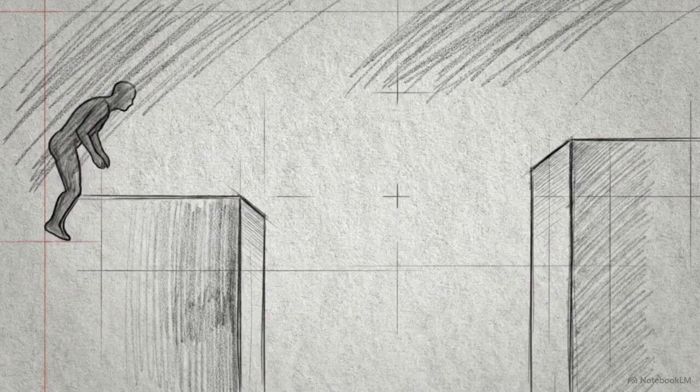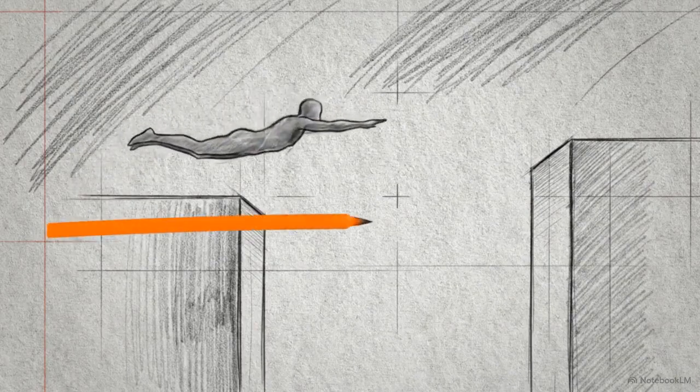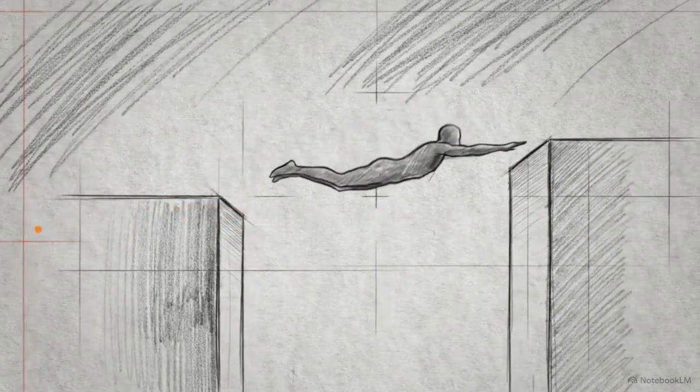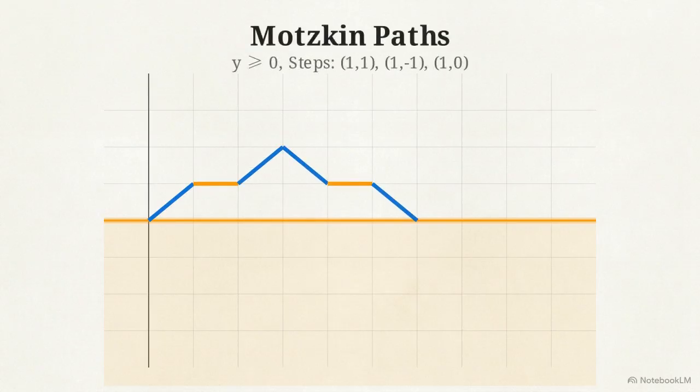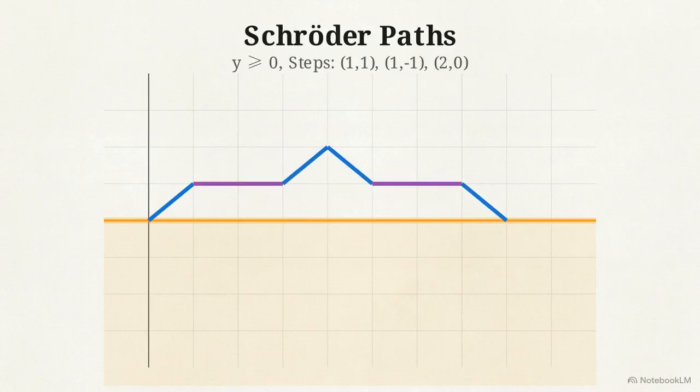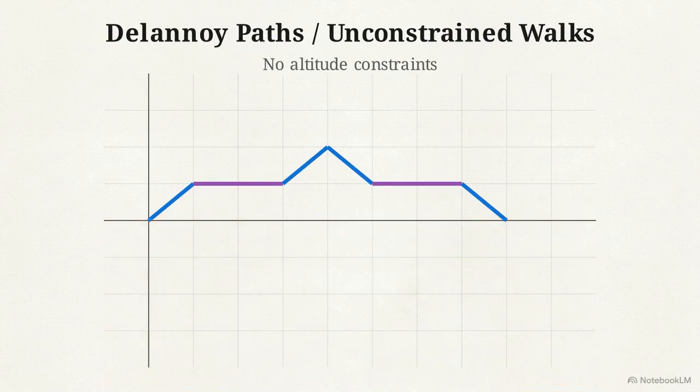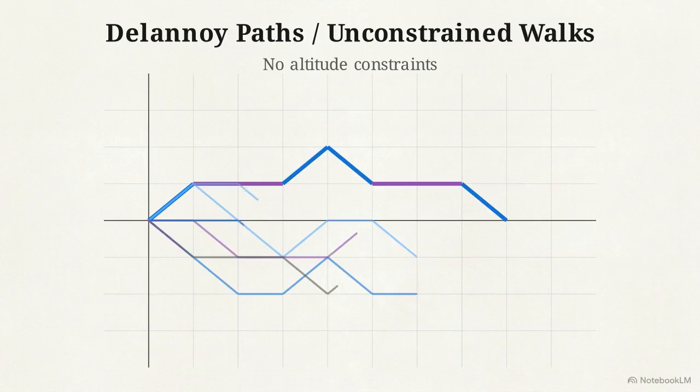What if they could also take a flat step, a dash that moves them forward without changing their height? On our grid, these show up as flat plateaus between peaks and valleys. Including these level steps creates Motzkin paths. If we allow that flat step to cover twice as much ground, we get a stretched out version called Schröder paths. And if we remove the lava floor entirely, allowing the character to move in any forward or diagonal direction without restriction, we find the Delannoy paths.